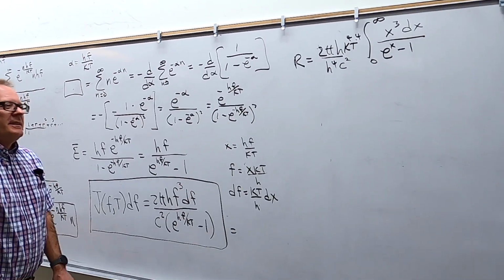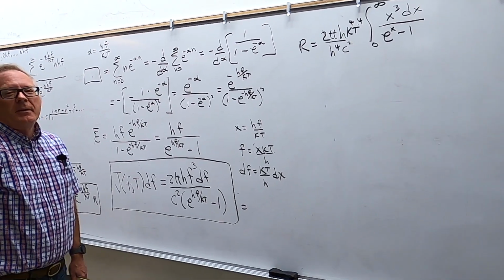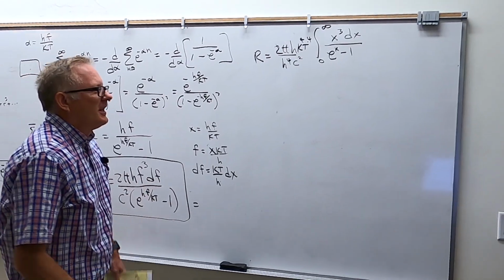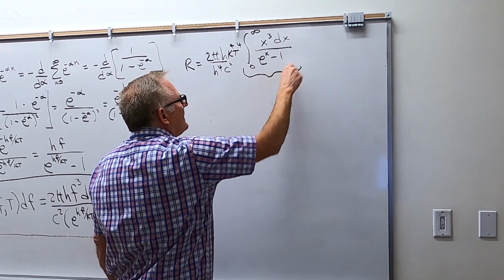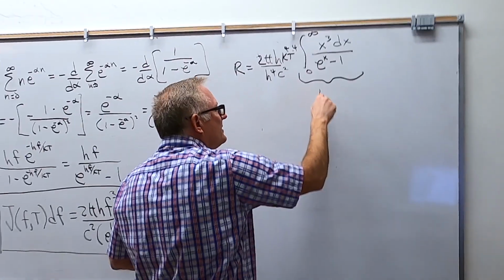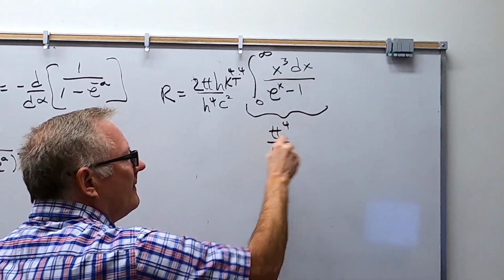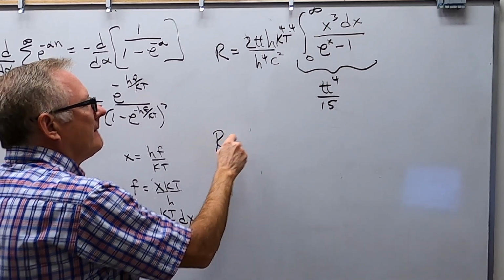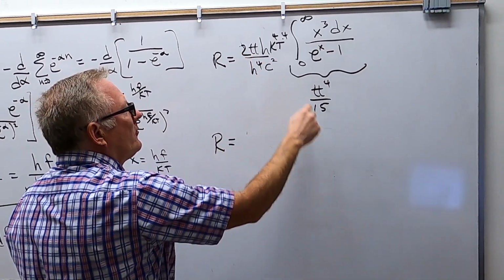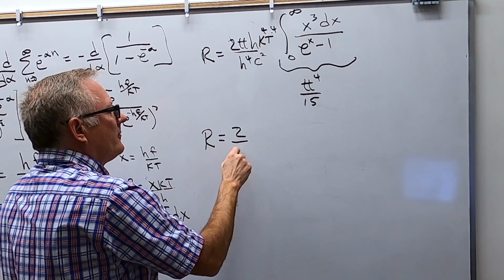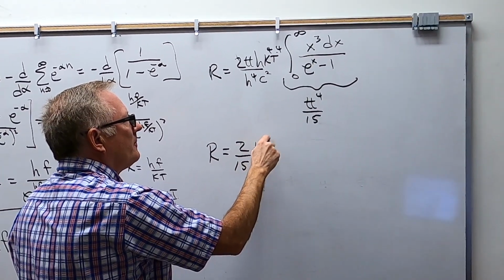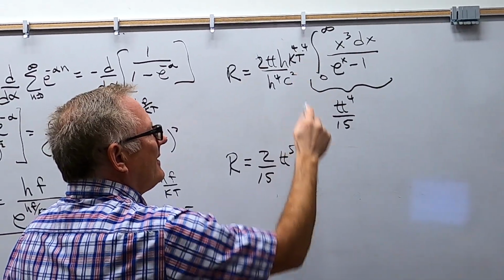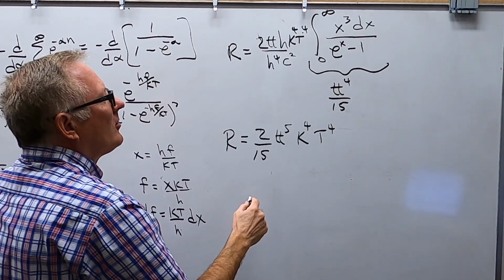So how do you integrate this thing? Well, you look it up in a table. You could probably use some sort of complex variables, but I just looked it up in a table right there. And this integral is actually just pi to the fourth over 15. So this whole R is 2/15 pi to the fifth, k to the fourth, T to the fourth, all over h cubed, c squared.